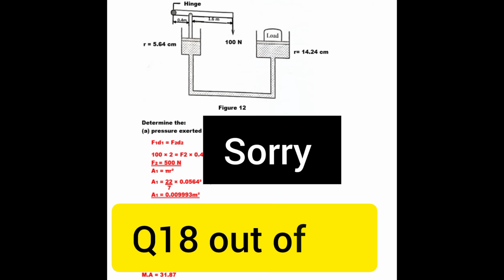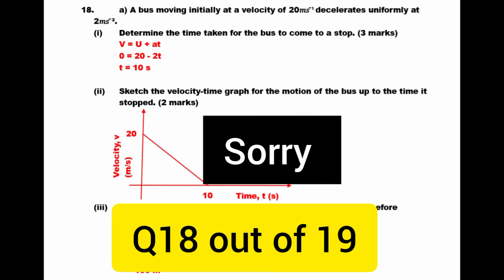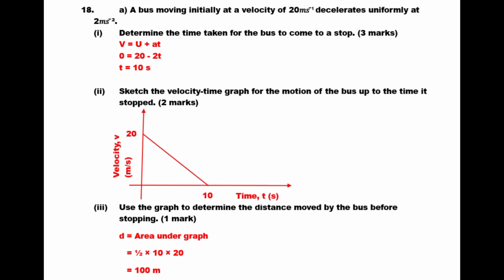So let's go now to the very last question, 18A. A bus moving initially at 20 meters per second decelerates uniformly at 2 meters per second squared. Roman 1, determine the time taken for the bus to come to a stop.